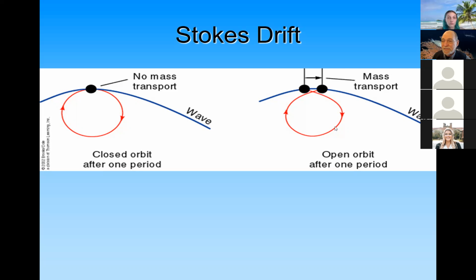So, although I've said, and although you can sort of bank on it, that most of the water remains stationary as a result of passing waves, there is a secondary effect which can cause a drift of floating objects or of objects suspended in the water. So that's called Stokes drift.